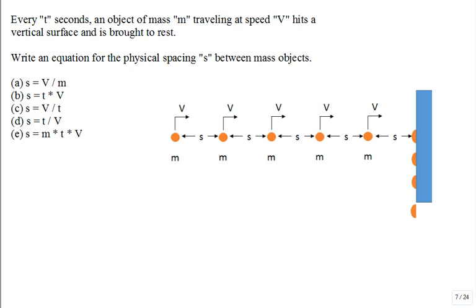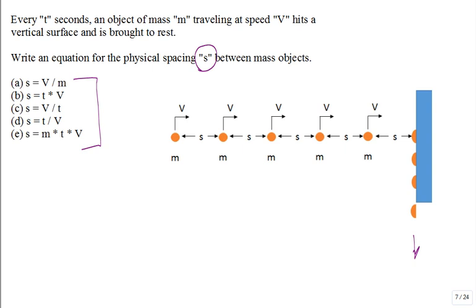Every t seconds, an object of mass m traveling at speed v hits the vertical surface and is brought to rest, and under the influence of gravity goes down. That's the same thing as what we had before. Write an equation for the physical spacing s between the mass objects. Here are the potential candidates. Is it this, this, this, this, or this? I'll give you 30 seconds to answer that question. I just want to know the physical spacing between the mass objects.